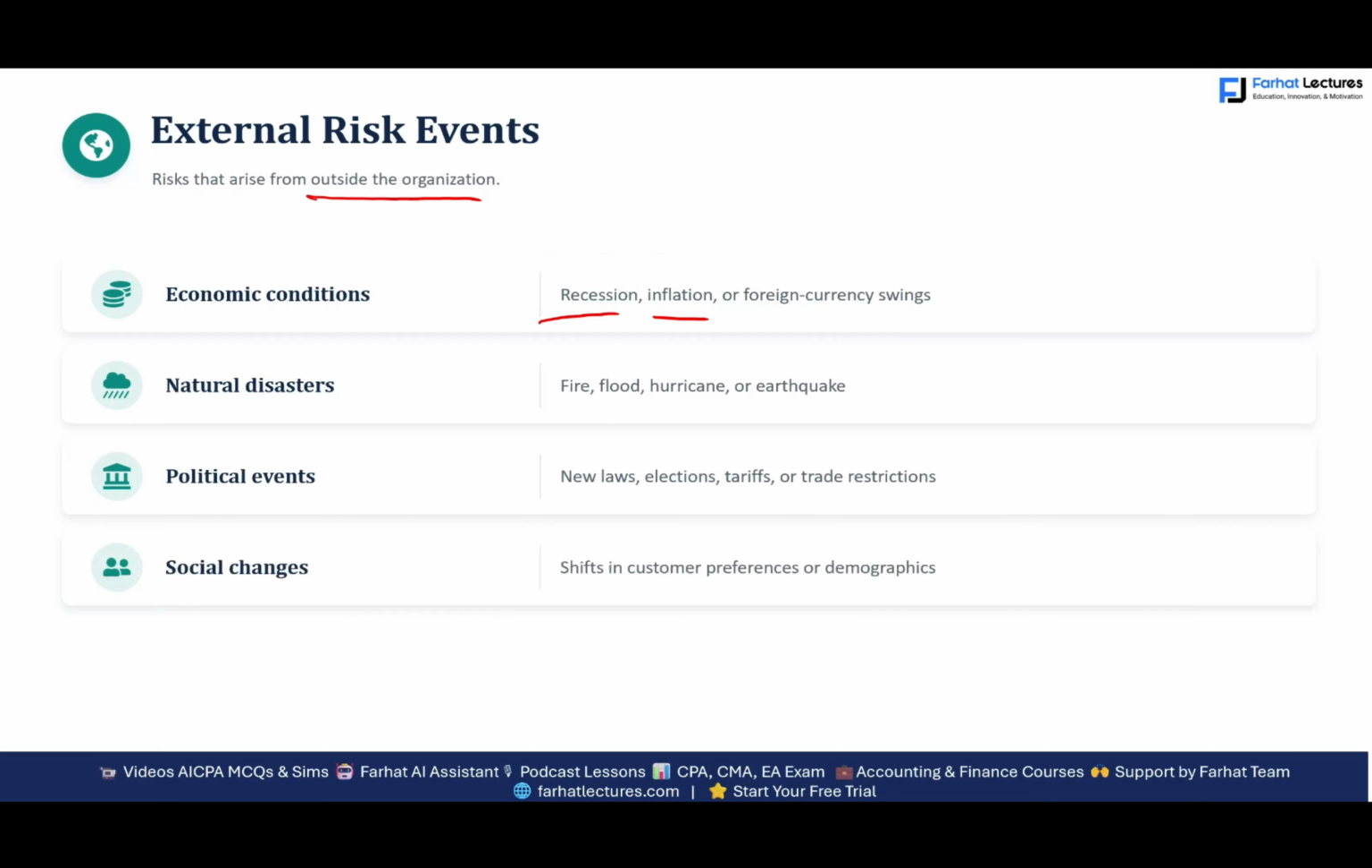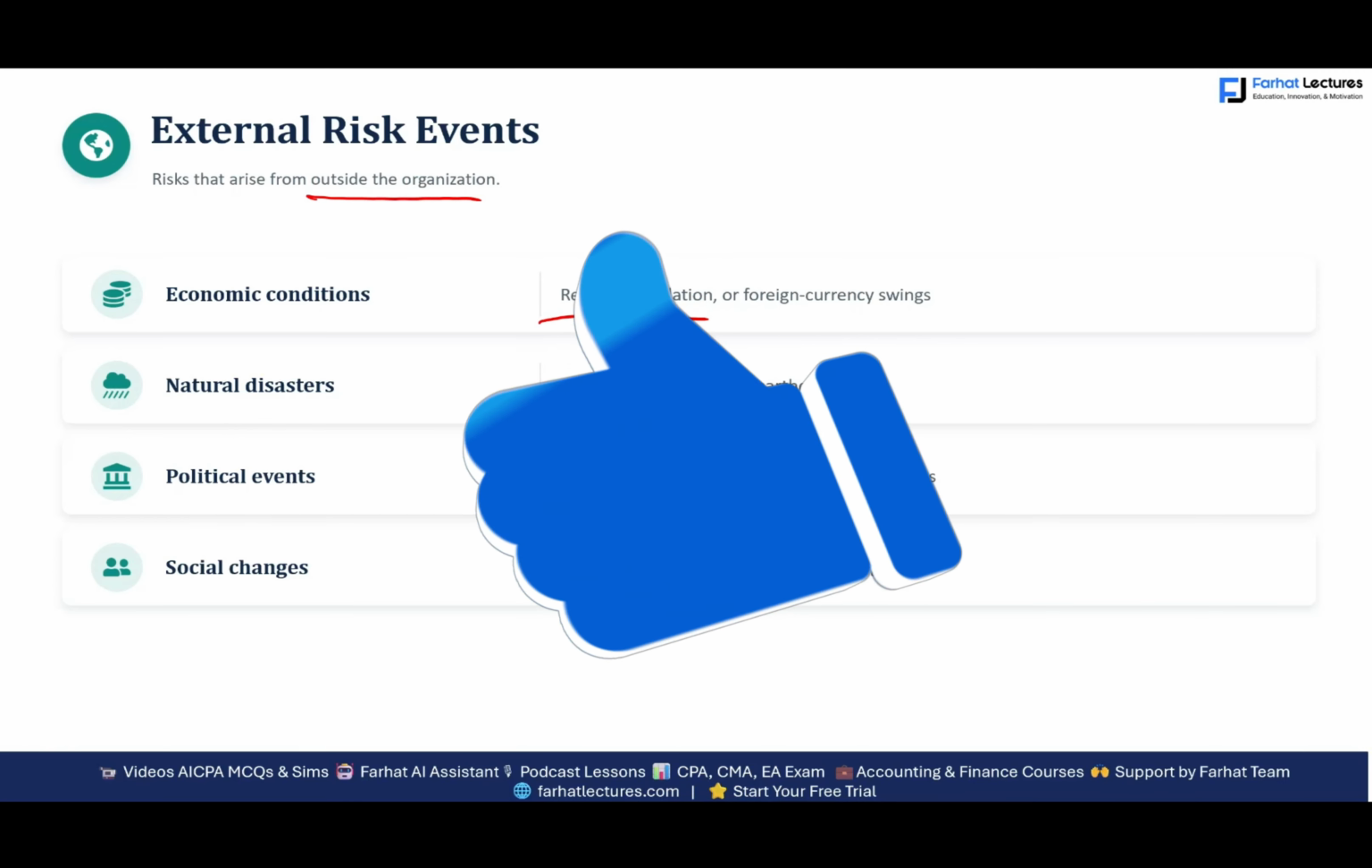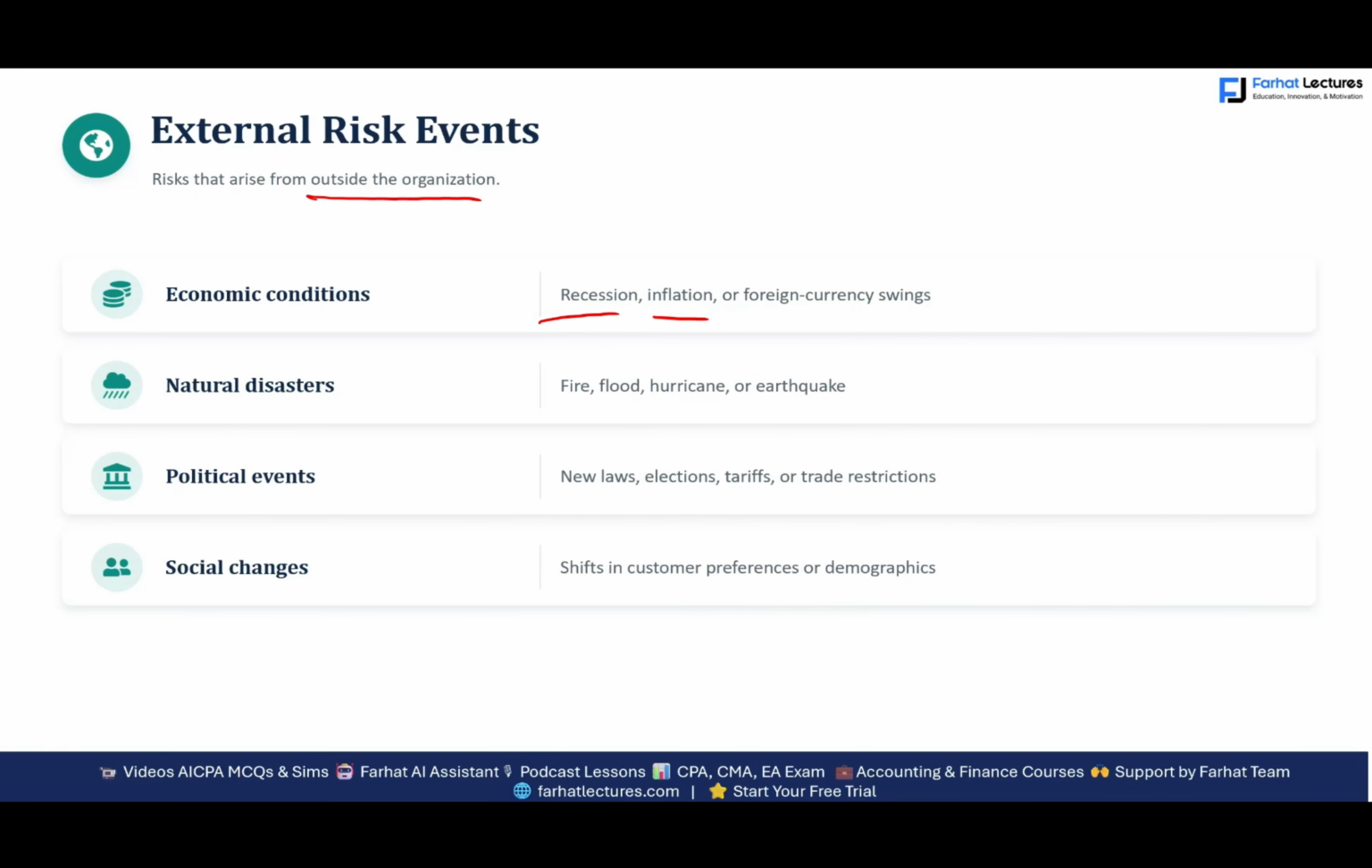Social changes, shifts in customer preferences or demographics. For example, consumers shift their preference from gasoline to electric vehicles. If we sell gasoline, that's not good for us. There's nothing we can do about that. It's an external risk factor. Technological changes overall. For example, new products or services launched by our competitor, or a competitor launching an AI-powered product that attracts customers. Basically, competition. We could put that under competition. It's an external risk to us.